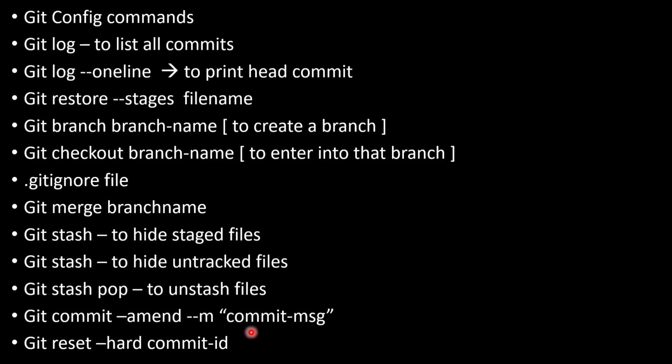And if you are trying to commit and you feel this is not a big milestone, and you want to merge it into the previous commit itself, you can do amend. Git commit --amend, and the commit message with -m. Here comes a double hyphen and here comes a single hyphen, this is a mistake. And git reset --hard with the commit ID means to roll back. To roll back your commit, we use git reset.